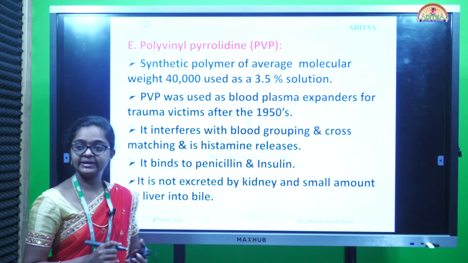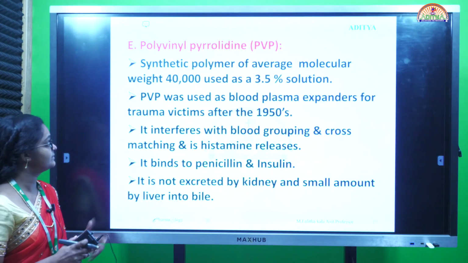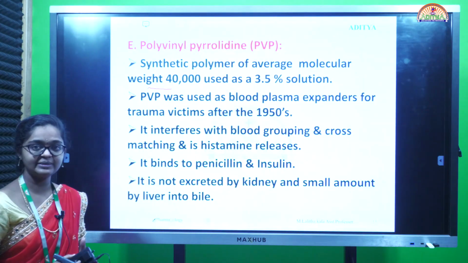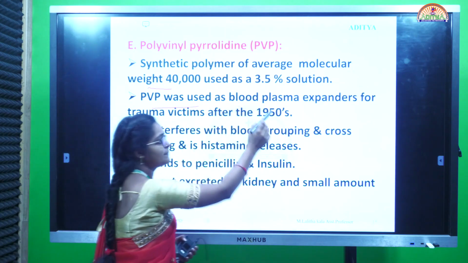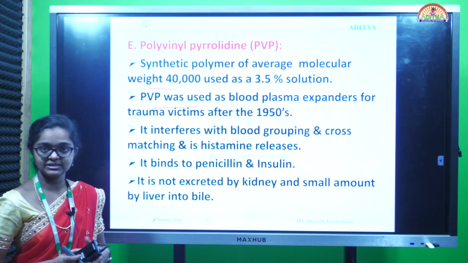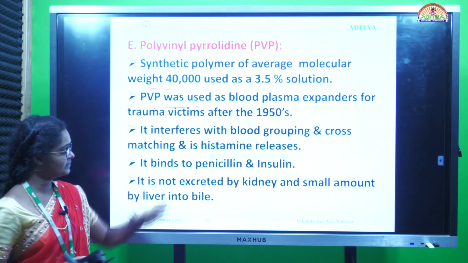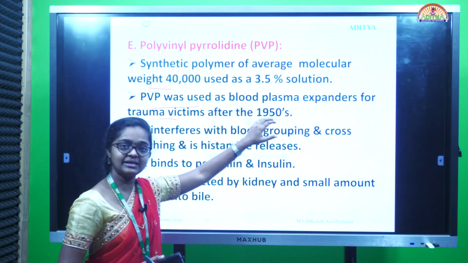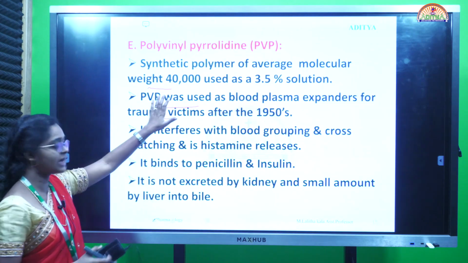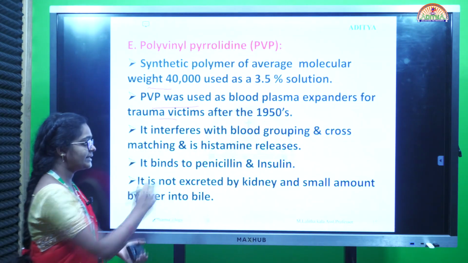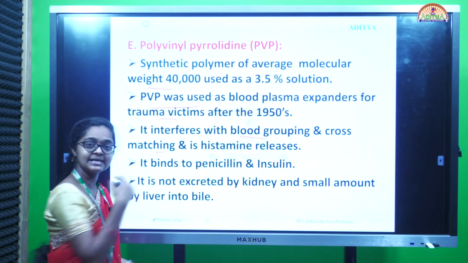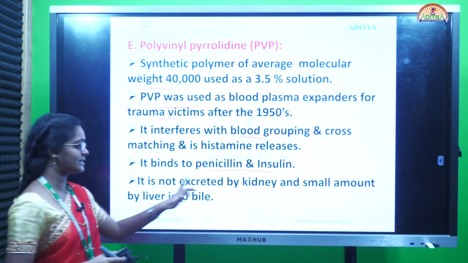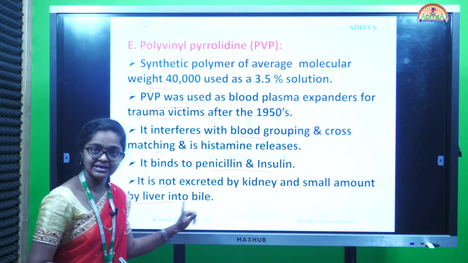Next, polyvinyl pyrrolidone, simply called PVP. It is a synthetic polymer of average molecular weight 40,000, used as a 3.5% solution. PVP was used as a plasma expander for trauma victims after the 1950s. It interferes with blood grouping and cross matching and causes histamine release. It binds to penicillin and insulin. It is not excreted by the kidney and a small amount is released by the liver into the bile.